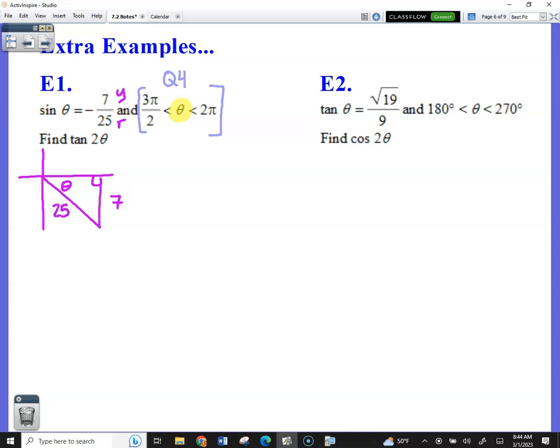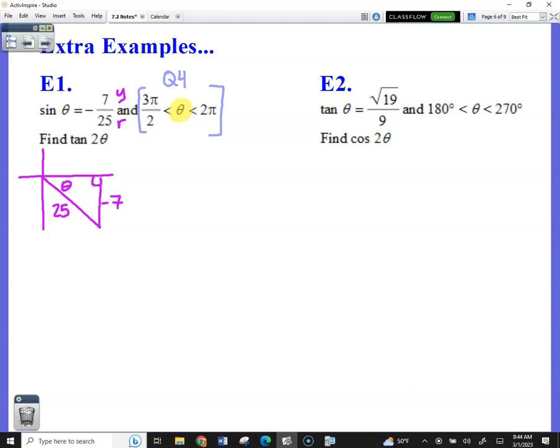Then you have to decide what number needs to be negative. The hypotenuse, r, is never, ever negative. So the 7 has to be negative, because we're in quadrant 4, and y is negative in quadrant 4.